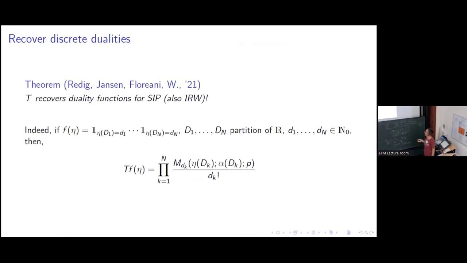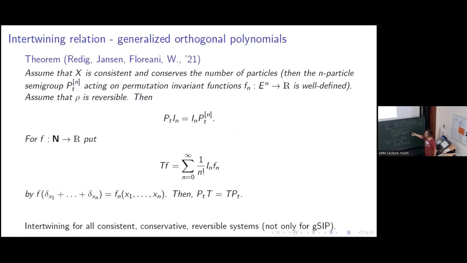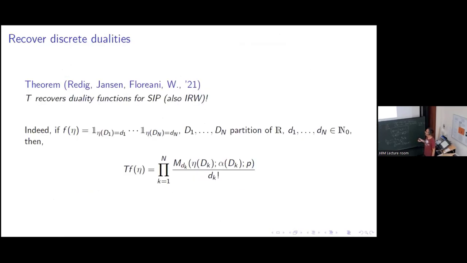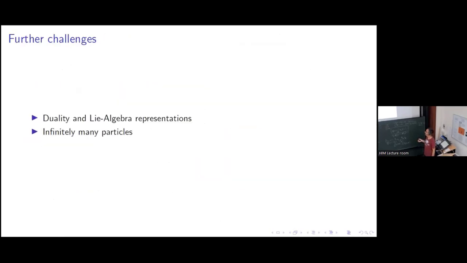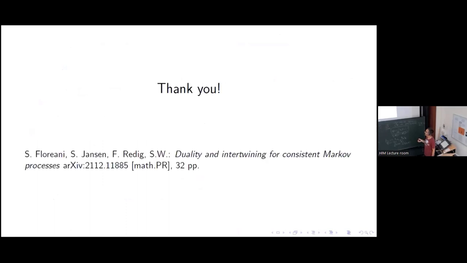And it turns out that in the discrete world, that operator here, that T, is indeed the same operator. So we definitely recover all known orthogonal dualities from the discrete. Okay, yes, I think I skipped that. Good. So if there are no questions, thank you for listening.